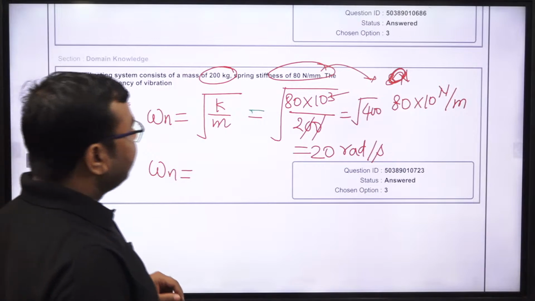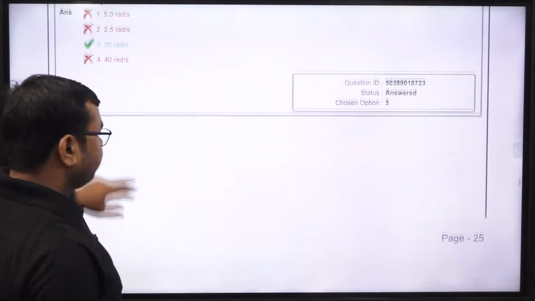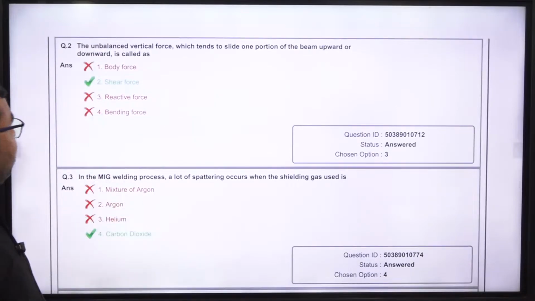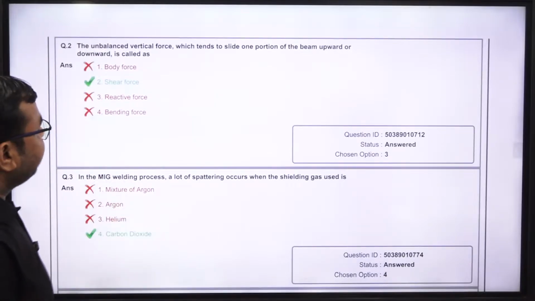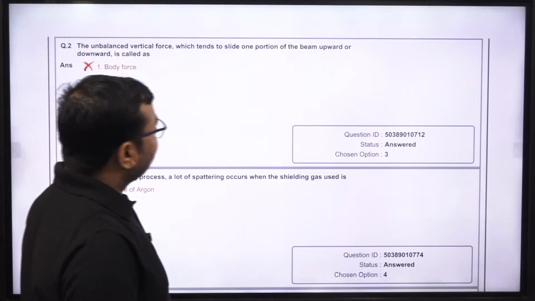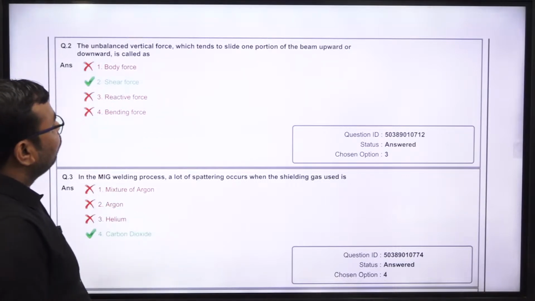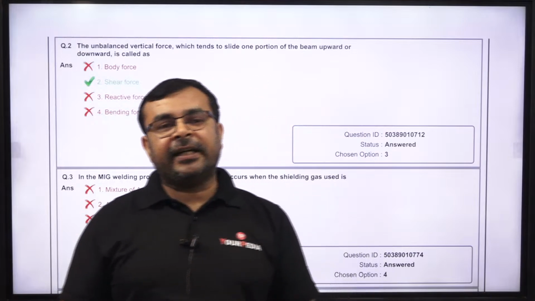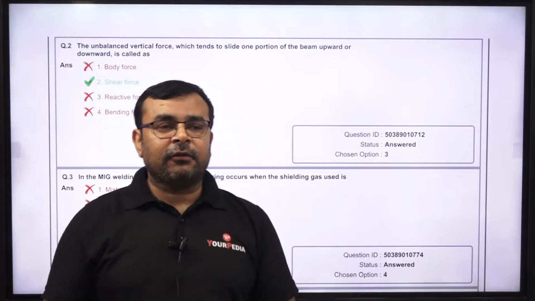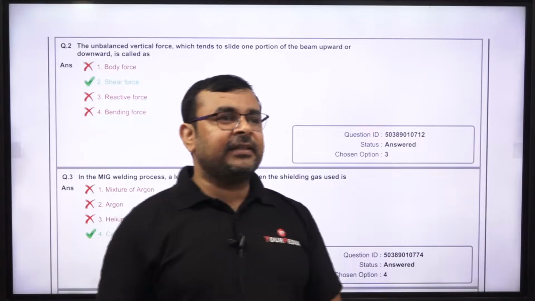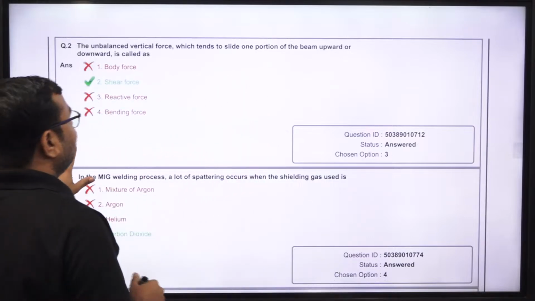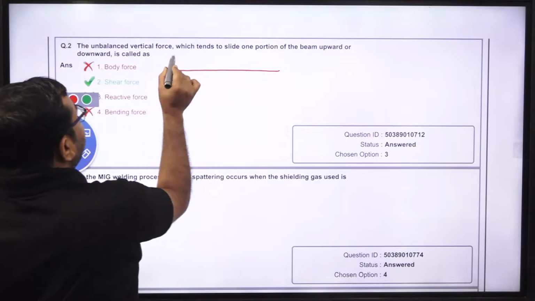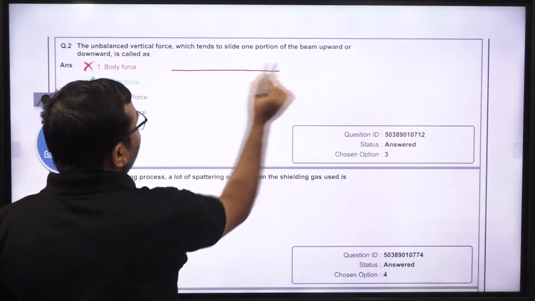Okay, so now let's see another question. This is question number 2. The unbalanced vertical force which tends to slide one portion of the beam upward and downward is called as. So as you know, whenever we have a force which is acting parallel to the cross section of the beam, can we say this is called shear force? Yes or no? Can we say this is called shear force? Yes or no?